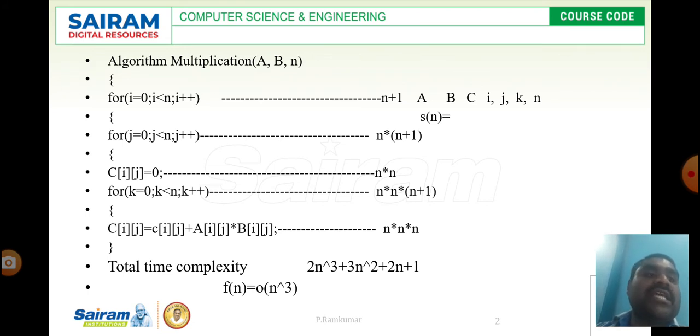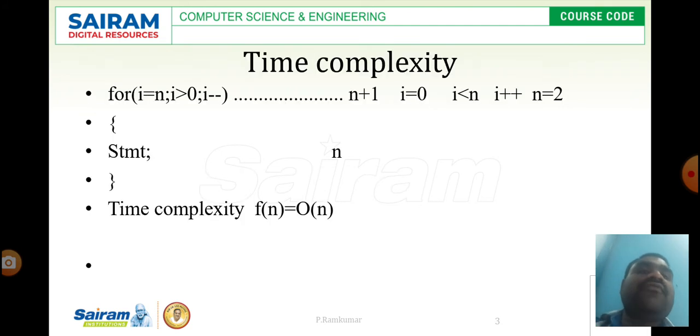So n square plus n square plus n square is 3n square. Plus I will require 1 unit of space, J will require 1 unit of space, K will require 1 unit of space, n requires 1 unit of space. So everything will have 1 space. So the total space complexity for this algorithm is 3n square plus 4.